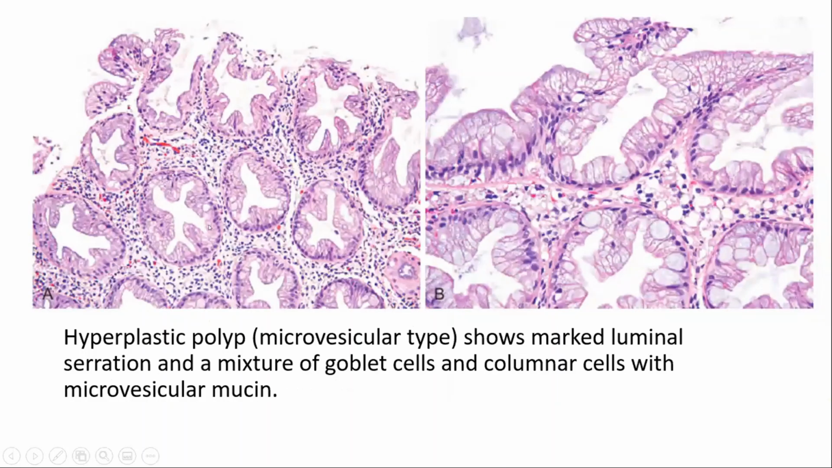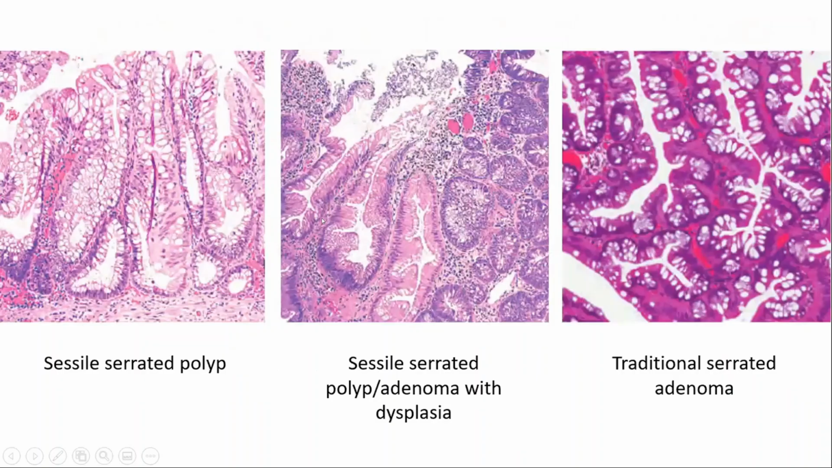So this is how a hyperplastic polyp looks under the microscope. This is what we call the serration, the wavy, sawtooth-like appearance, even here on the surface. And we can see that the goblet cells are there and benign looking.